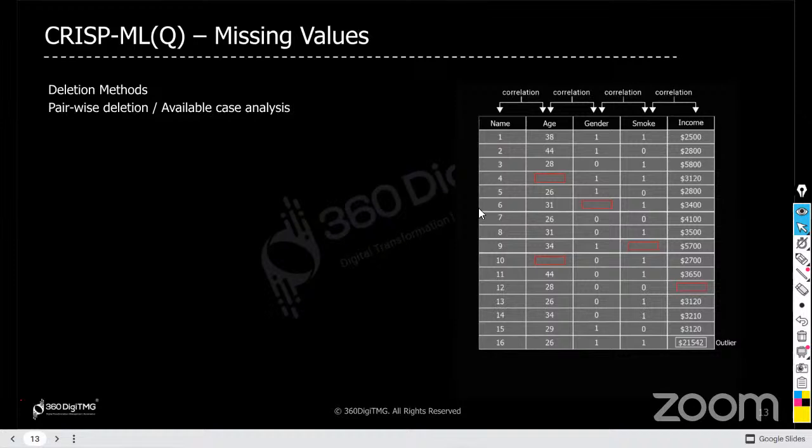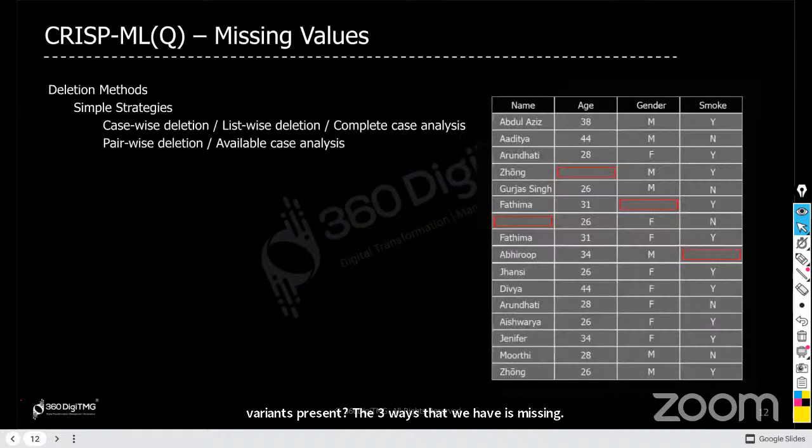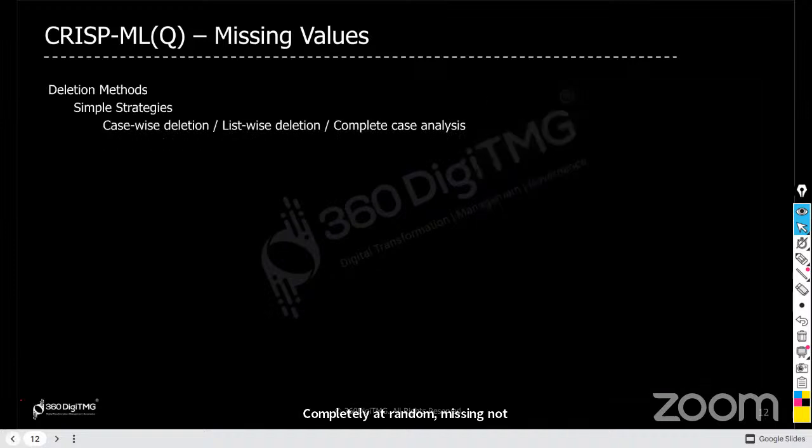Okay, everybody, let's continue with the session. What we have discussed before is missing values. In missing values, we have three variants. What are the three variants present? The three variants are missing completely at random, missing not at random, and missing at random.